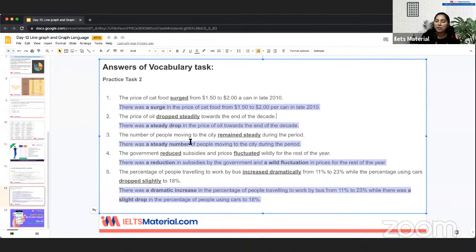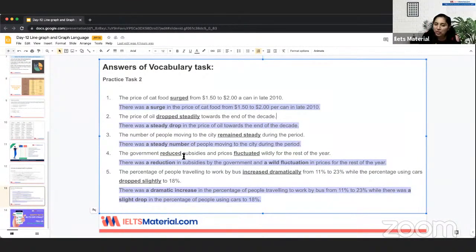Next is: the number of people moving to the city remained steady during the period. There was a steady number of people moving to the city during the period. There was a steady number of people, or you can say there was a steady number which remained constant. You don't have to take "remain constant" because it will again mean the same as steady. Okay, so this is perfect. You don't have to take "remained" again.